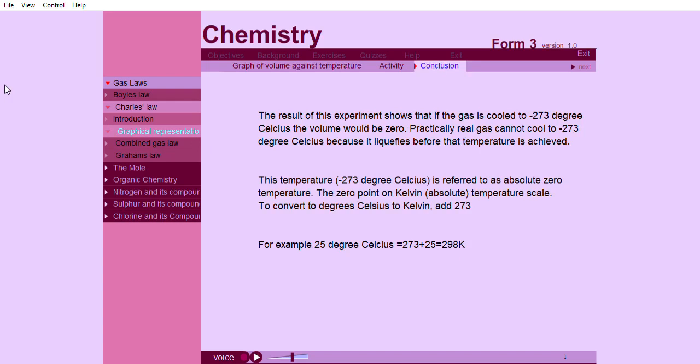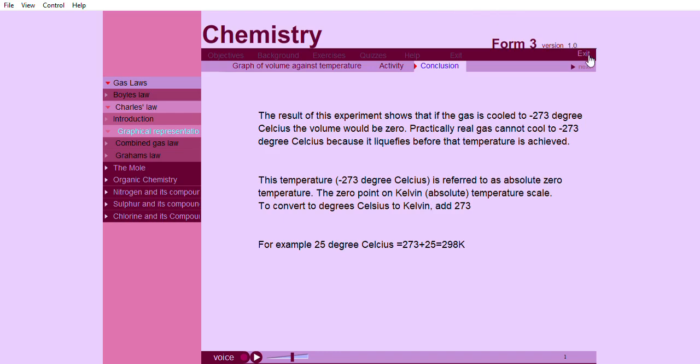The result of the experiment shows that if the gas is cooled to negative 273 degrees Celsius, the volume would be zero. Practically, real gases cannot be cooled to negative 273 degrees Celsius because they liquefy before that temperature is achieved. This temperature of negative 273 degrees Celsius is referred to as absolute zero temperature, the zero point on the Kelvin, that is, absolute temperature scale. To convert degrees Celsius to Kelvin, add 273.